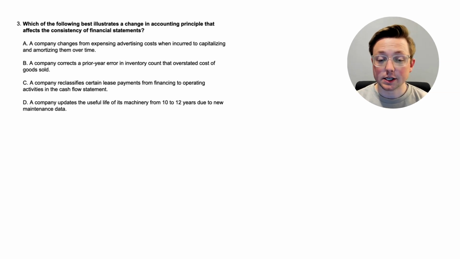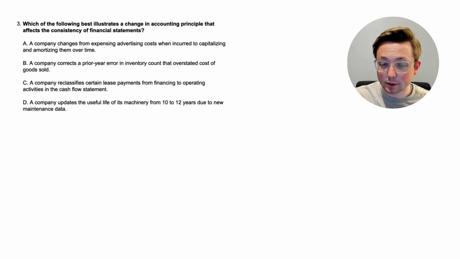Option A, a company changes from expensing advertising costs when incurred to capitalizing and amortizing them over time. Option B, a company corrects a prior year error in inventory count that overstated cost of goods sold. Option C, a company reclassifies certain lease payments from financing to operating activities in the cash flow statement. And then option D, a company updates the useful life of its machinery from 10 to 12 years due to new maintenance data. So again, which one of these best illustrates a change in accounting principle that will affect consistency?